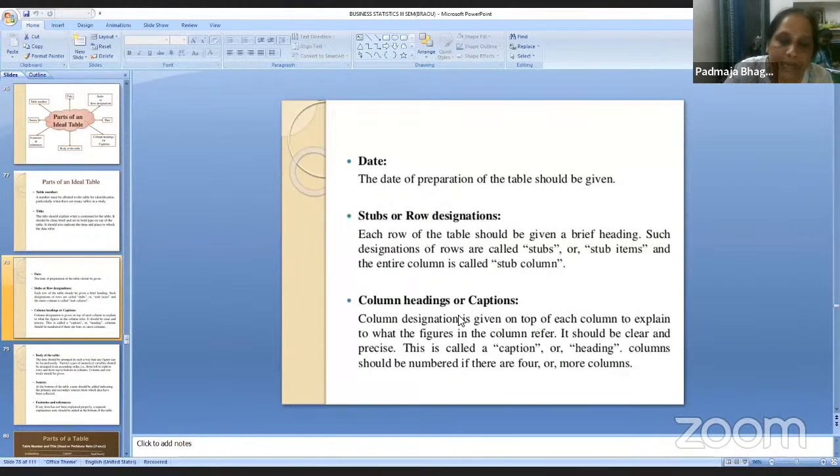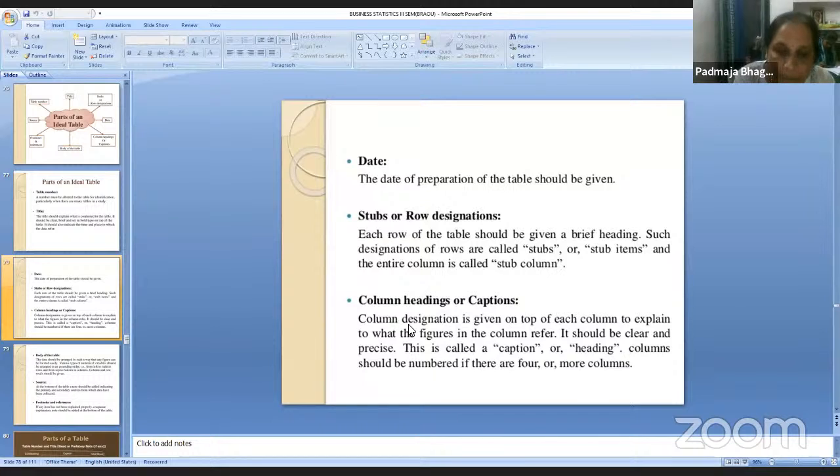Next is a column heading or caption. Here, as there is a row, one column will also be there. So each column designation is given on top of the column. On the top, you have to write the name of that column. It should be clear, typed in bold letters, and very precise, means what it is. So this is called a caption or heading.